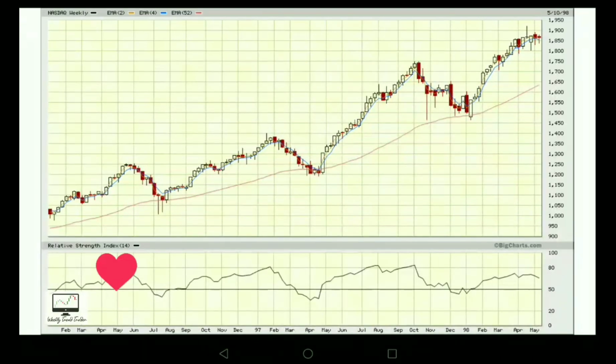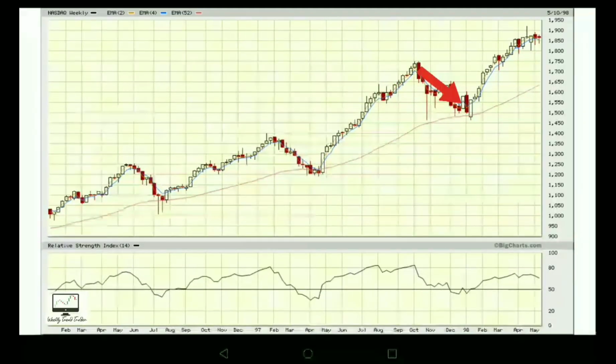So the heart pumps out, then it relaxes. The heart pumps out again, then it relaxes. The market goes up to the swing high, then relaxes to the swing low. The market pumps out to the swing high, then it relaxes to the swing low. And what we're going to do is take advantage of those moves and trade those moves.